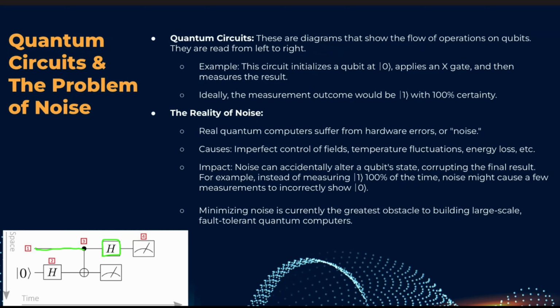So for instance, instead of measuring 1 100% of the time, the noise might cause a few results to incorrectly show 0. This is why noise is such a big deal. And right now, reducing and correcting noise is one of the biggest obstacles to building large-scale, reliable quantum computers. So the idea is quantum circuits show us what should really happen. However, noise explains why real quantum computers don't always behave exactly like we expect.